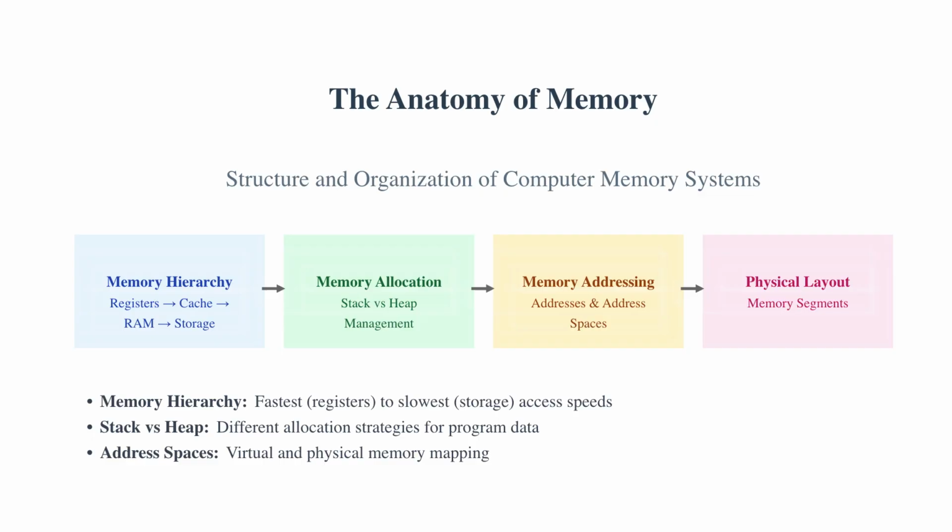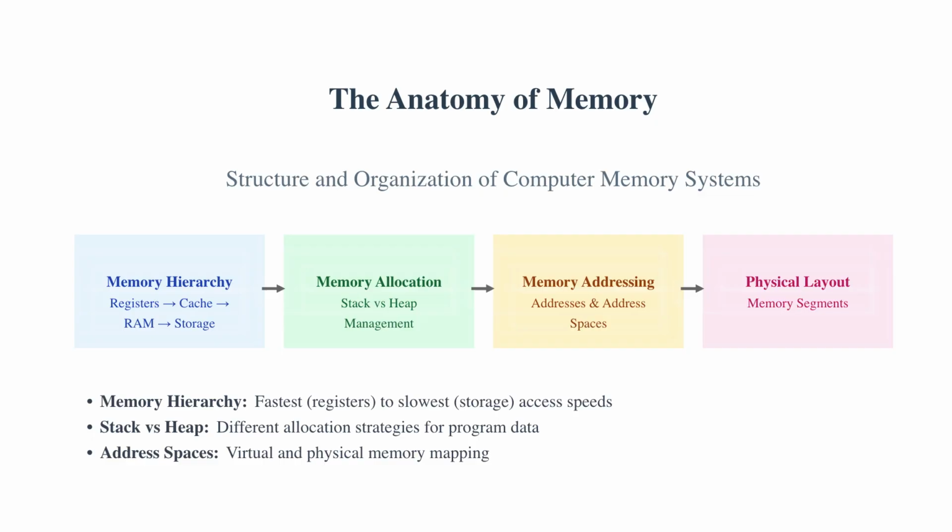Next, we need to understand memory allocation, specifically the difference between stack and heap management. The stack is like a neat pile of plates, last in, first out. The heap is more like a parking lot where you can park anywhere there's space. Memory addressing is crucial. Every piece of data needs an address so the CPU can find it. Think of it like a postal system where every house has a unique address within an address space.